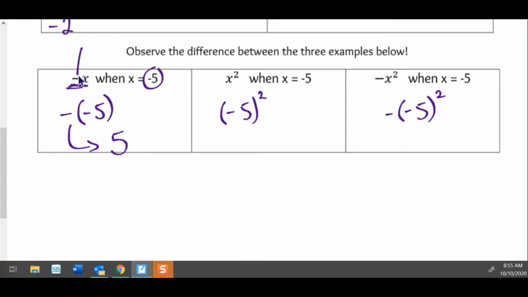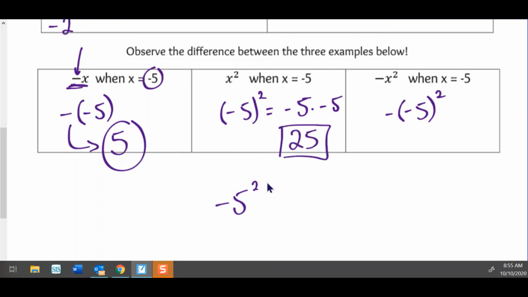But it's really saying the opposite, that negative sign saying the opposite of x, and x is a -5, so that changes into a +5. That's my final answer. When I have a number in parentheses and I square it, I'm squaring the entire thing, which really means I'm doing -5 times -5, which is a +25.